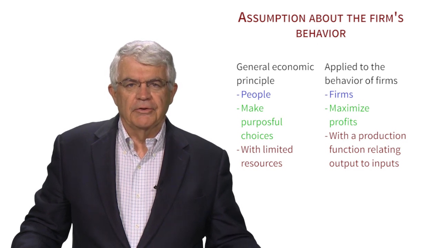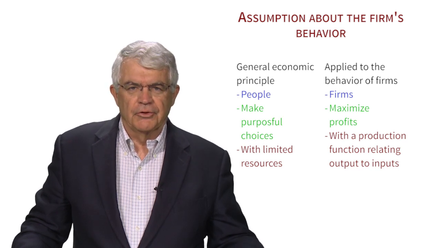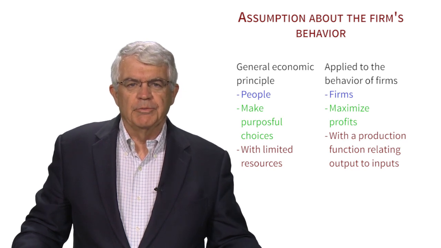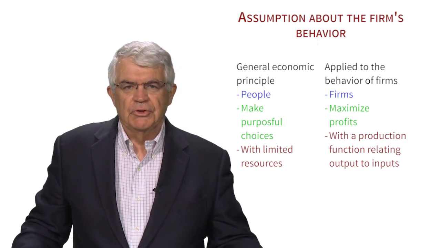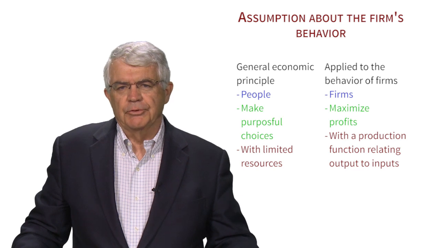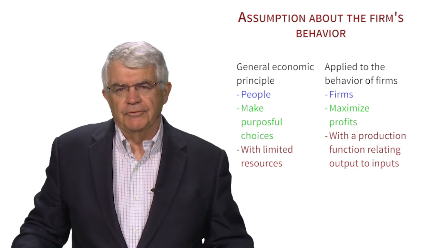In the case of the firm, it's going to be thinking about its decision. The firm is the people. It's going to try to maximize profits. That's what we mean by making purposeful decisions. And it's going to be constrained by what we'll call a production function, which relates the amount of output to inputs, or the amount of output of pumpkins to the input of workers.